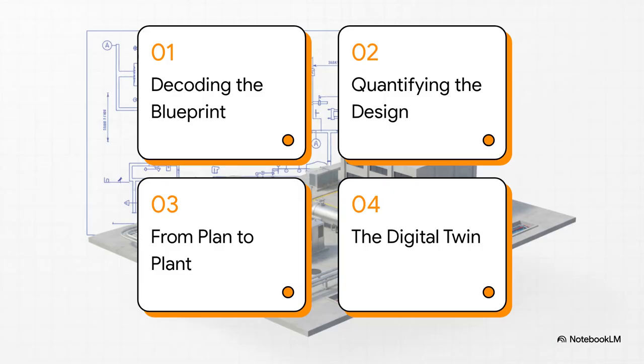All right, so here's how we'll tackle this. First up, we're going to decode the blueprint. Then, we'll get into the numbers, how they quantify the design. After that, we'll watch it go from a plan to a real plant. And finally, we'll check out the super cool modern version of all this, the digital twin.